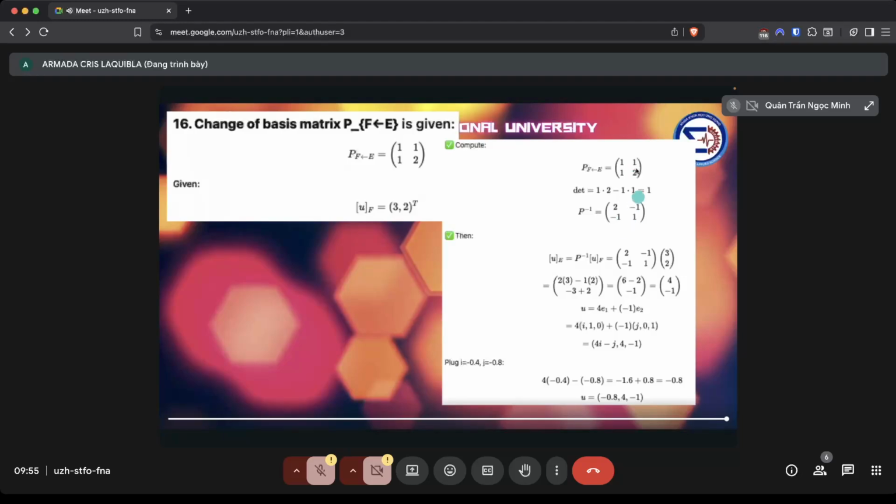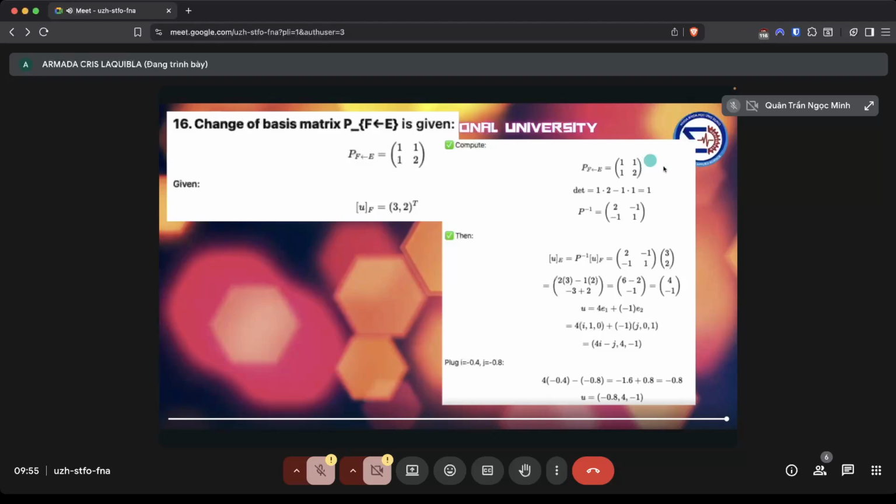So the solution here, class, didn't give you the solving of how to get the P inverse, because that's basic for matrices. So you have to get the P inverse by yourself. How to do that again? That is [1 1; 1 2] here, right?